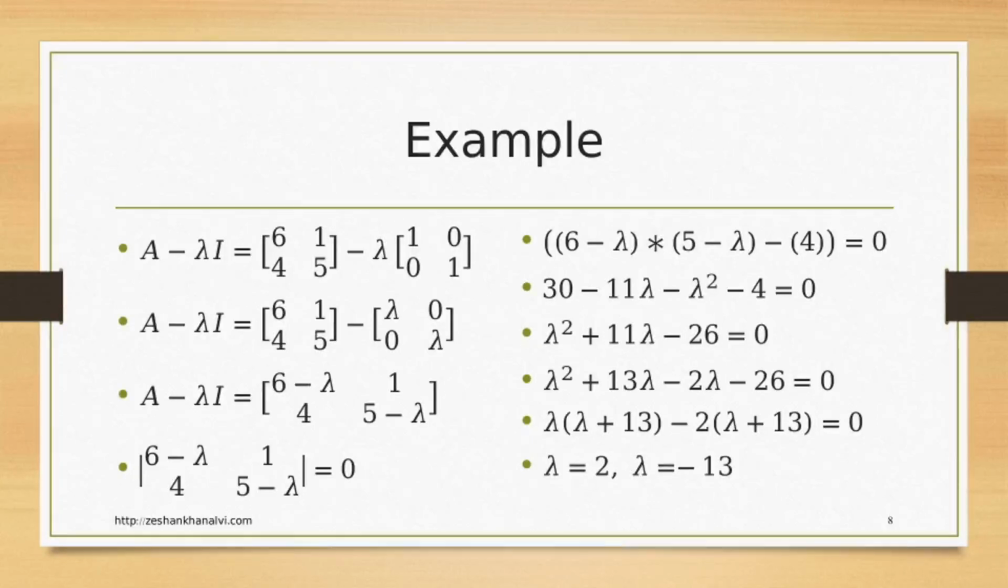Okay, for example, here we have an example 6 1 4 5, and it's 2 cross 2. It's easy to compute, that's why we took a 2 cross 2 matrix, and the identity will also be a 2 cross 2 identity. So we can compute the lambda values, which are 2 and minus 13.